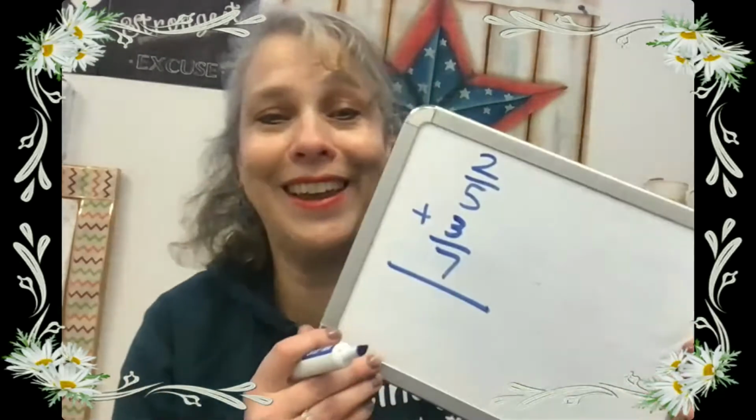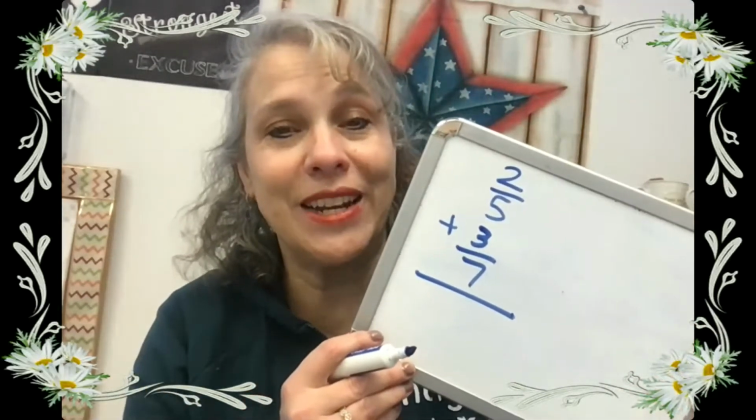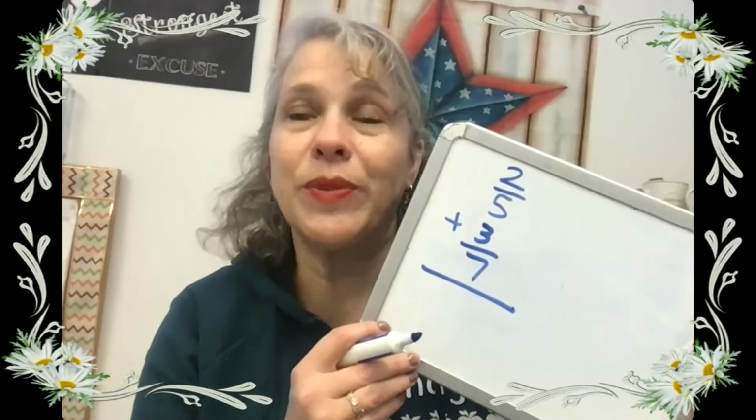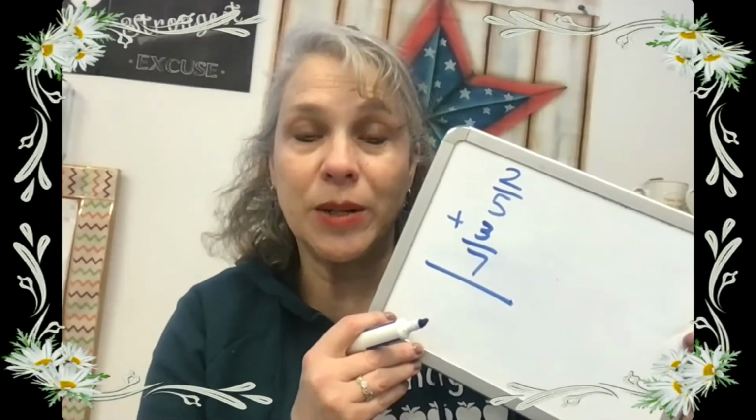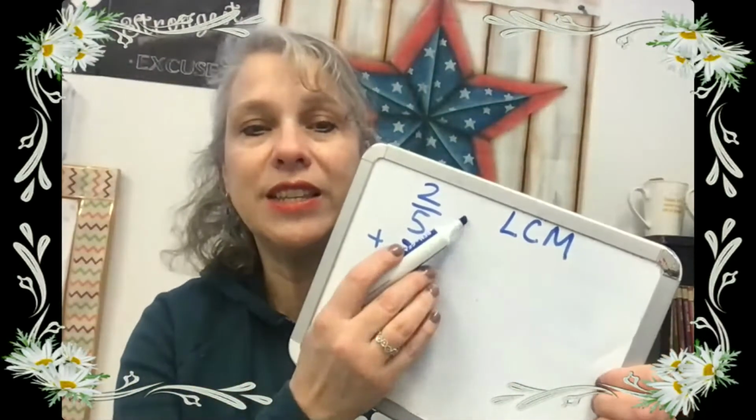Let's try another one. Let's try 2/5 plus 3/7. Uh-oh. I have different denominators here. So we have to do something we call finding a common denominator. Finding a common denominator is also the same thing as finding the LCM, or the least common multiple.